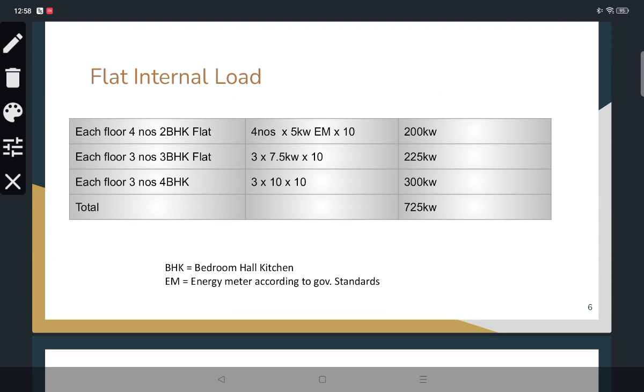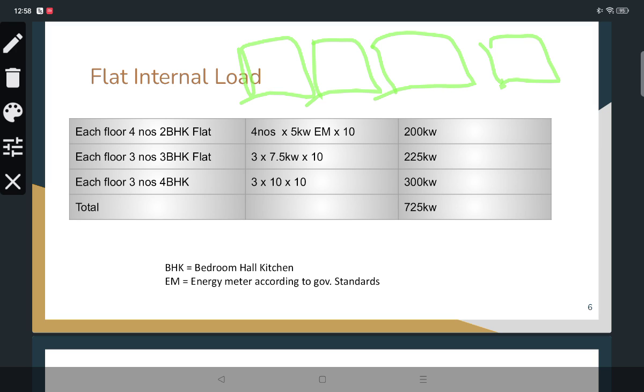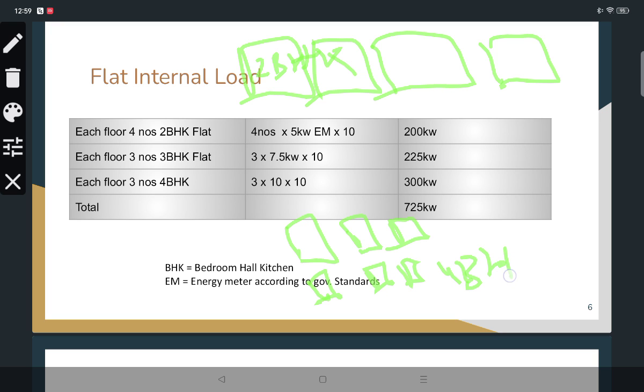In every flat, for example, on each floor, the first floor, there are four 2 BHK flats, for example 1, 2, 3 and 4. There are four 2 BHK, three 3 BHK, and three 4 BHK. BHK means bedroom, hall and kitchen. Sorry, it's not bathroom, it's bedroom, hall and kitchen.